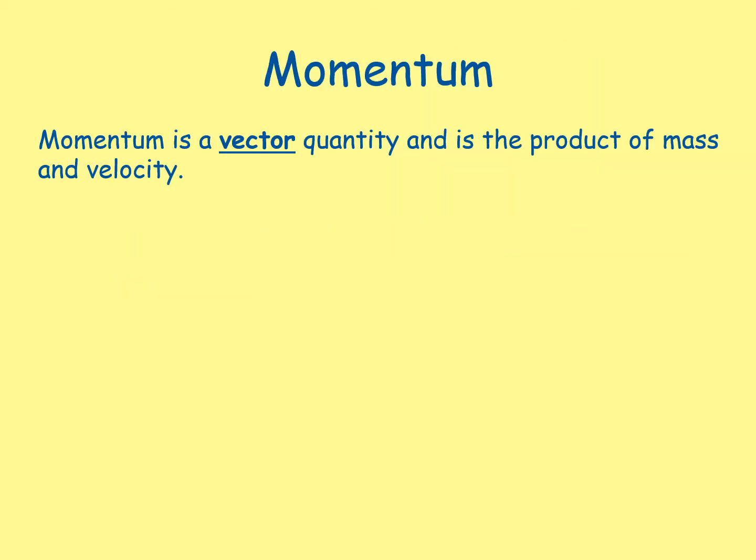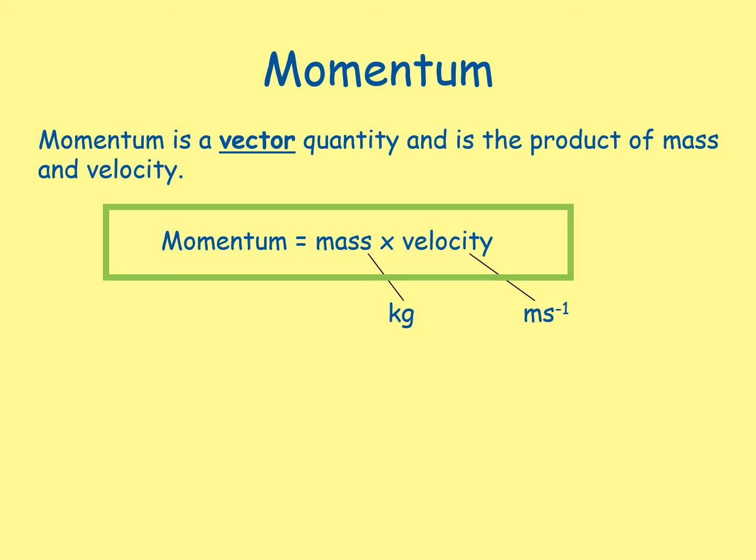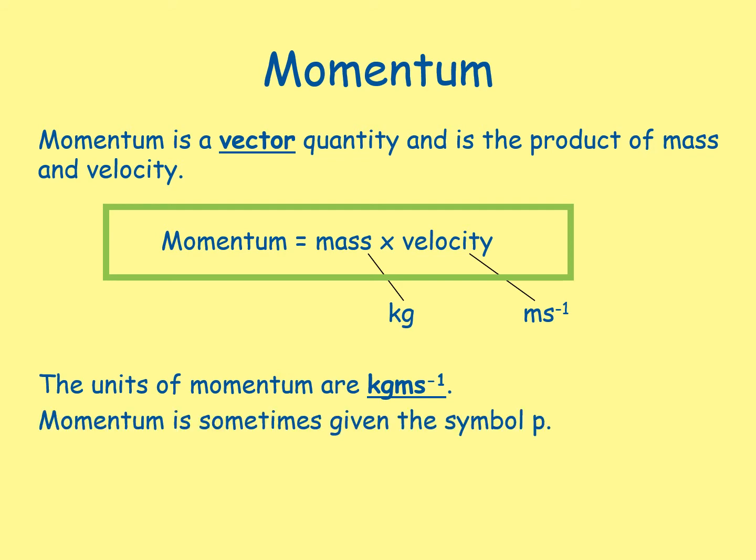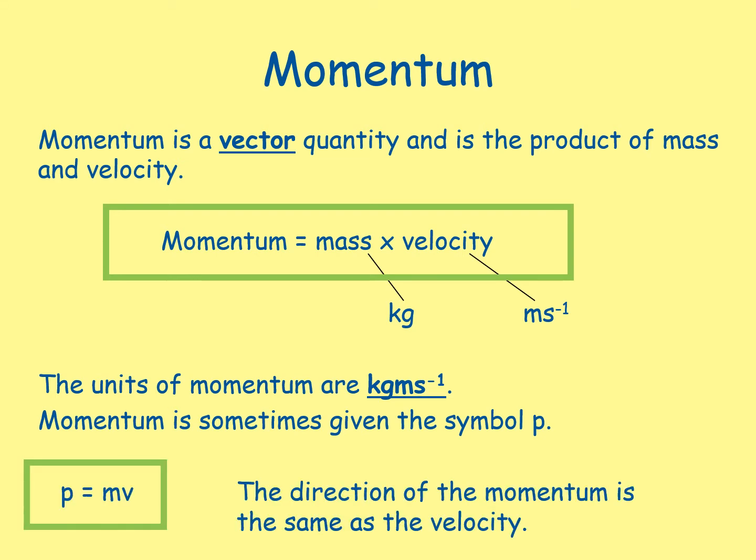Momentum. Momentum is a vector quantity and is the product of mass and velocity. Momentum equals mass times velocity. Mass is measured in kilograms and velocity is measured in meters per second. The units of momentum are kilogram meters per second. Momentum is sometimes given the symbol p, which is why we can write it as p equals mv. The direction of the momentum is the same as the velocity.